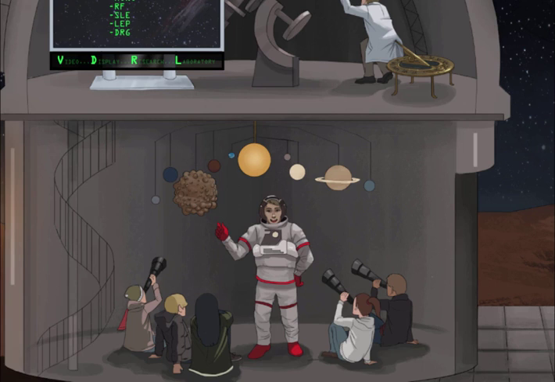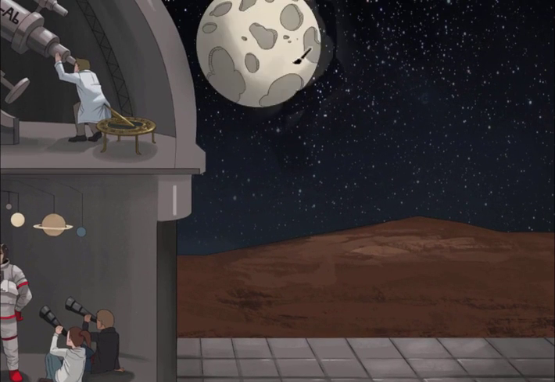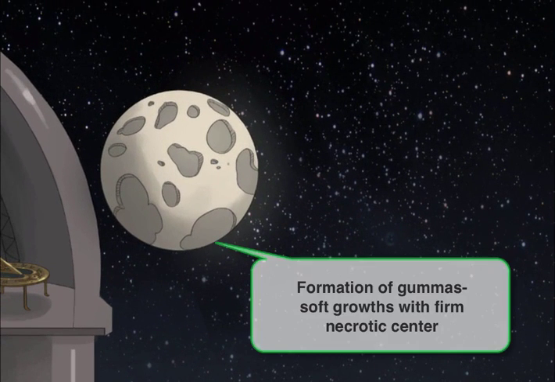Now we'll move on to the tertiary stage. So let's move outside. The first thing we'll add is this bright cratered moon. The craters are supposed to signify gummas, which are soft growths with a firm necrotic center that can occur anywhere, skin, internal organs, or even bone.